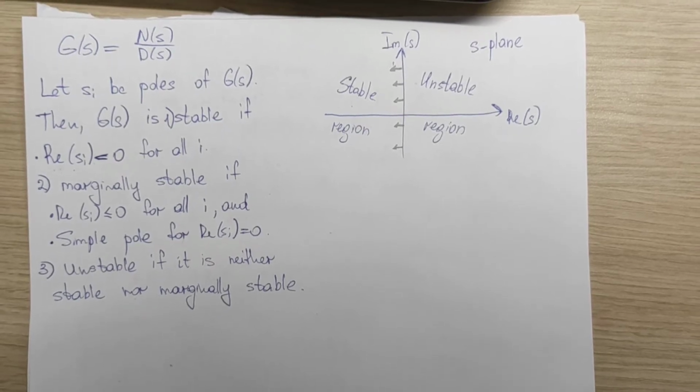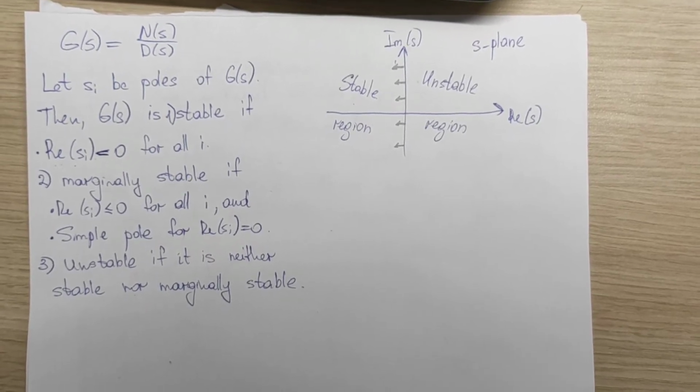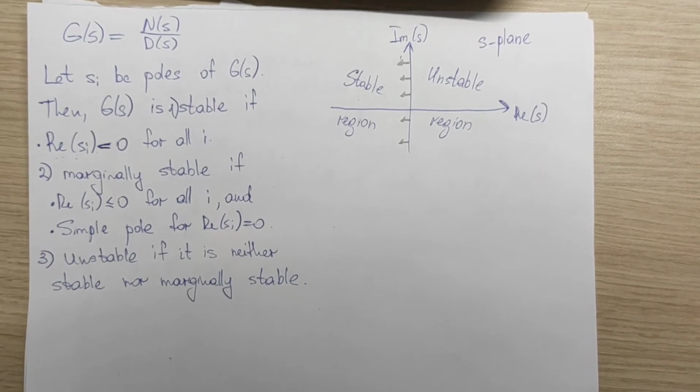A system is stable if every bounded input yields a bounded output. For a system to be stable, the real parts of the poles of the closed-loop transfer function have to be negative.